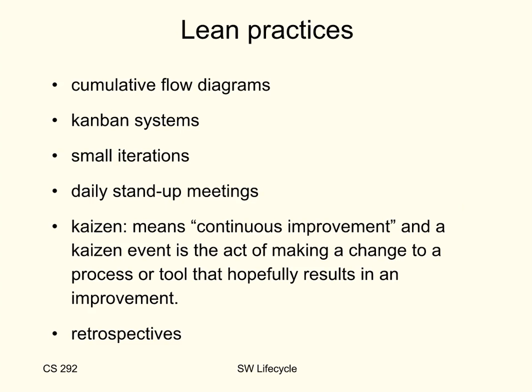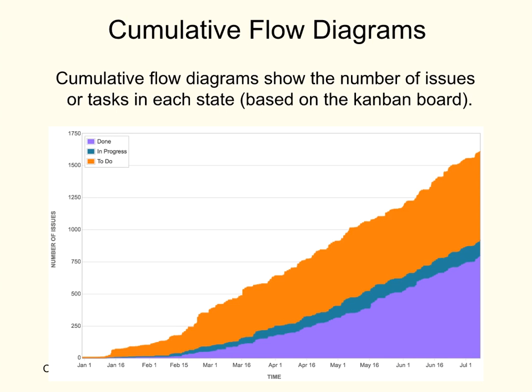So we've seen this slide in the last video. These are not lean practices, but these are things that agile process models that are said to be lean will do. Cumulative flow diagrams, Kanban systems, small iterations, daily stand-up meetings, continuous improvement, and retrospectives. We're going to focus more on Kanban here, but we'll talk a little bit about flow diagrams.